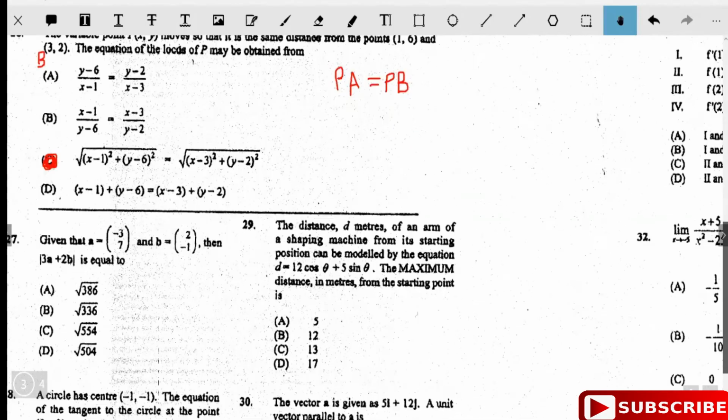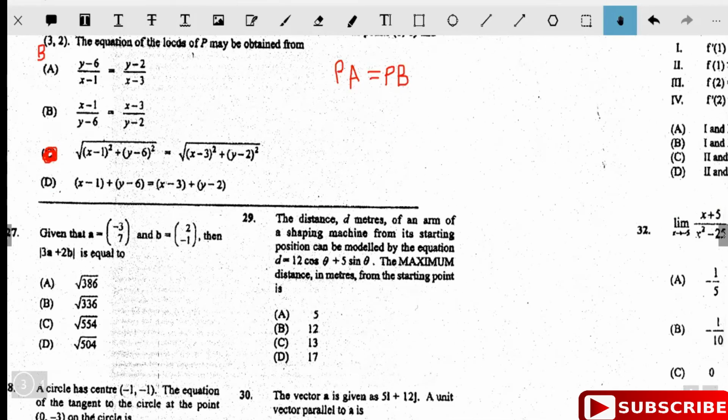All right, question 27. This is a repeat. What's 27? Alpha. Alpha. Very good.